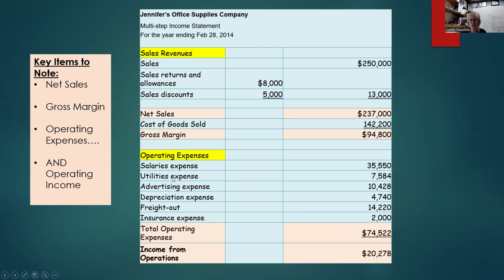Utility expenses for the stores, for the warehouses, etc. Advertising, depreciation on equipment used in the stores, the factory, the distribution center, and corporate headquarters, freight out, and insurance. Those are all regular and normal costs of getting the product out the door. You have to buy the product, you have to warehouse the product, you have to display it in a store, and all the costs that it takes to do that. All right. Add up all the operating expenses and subtract them from gross margin.